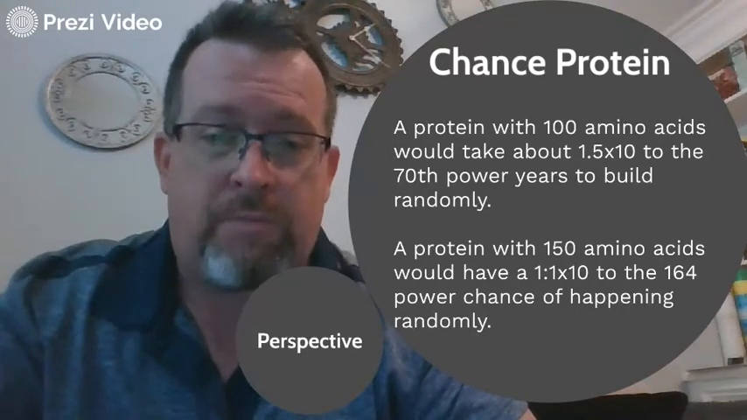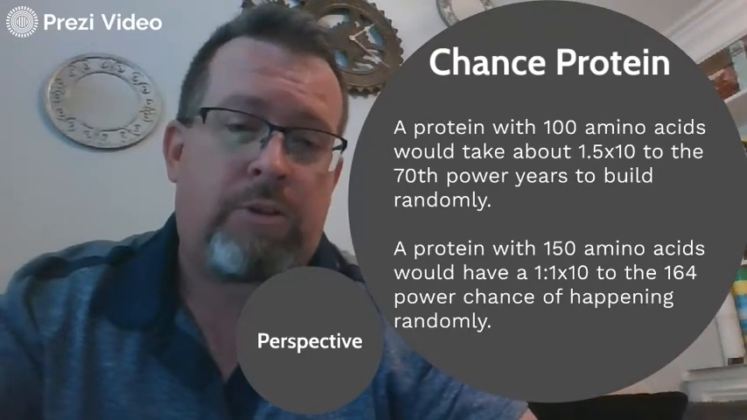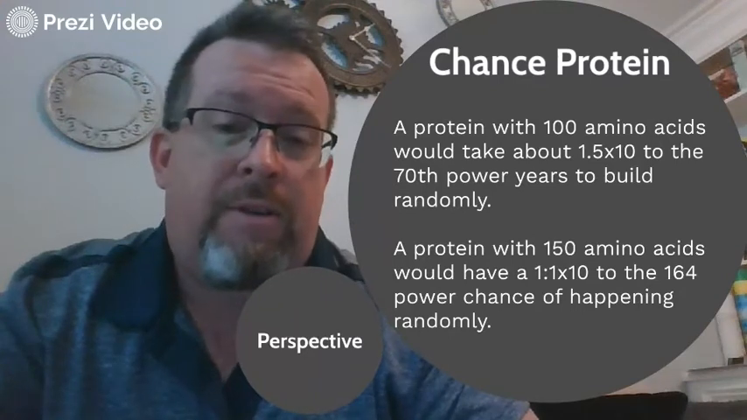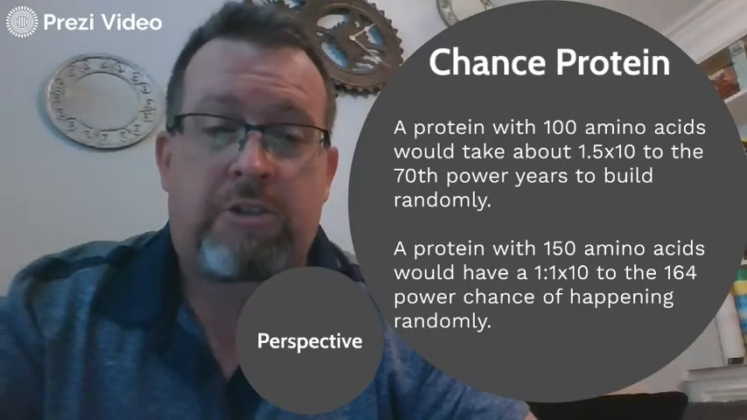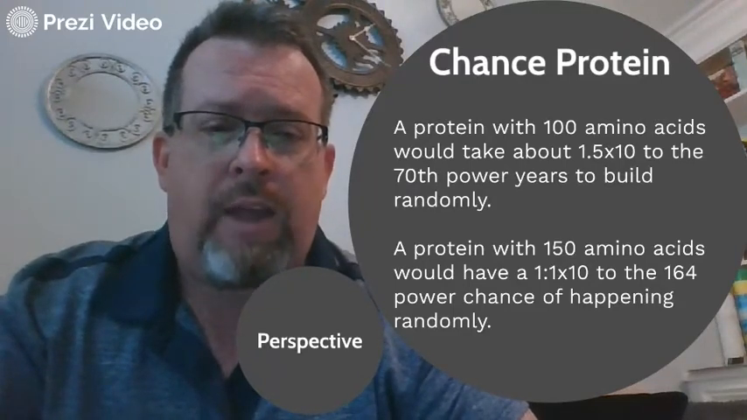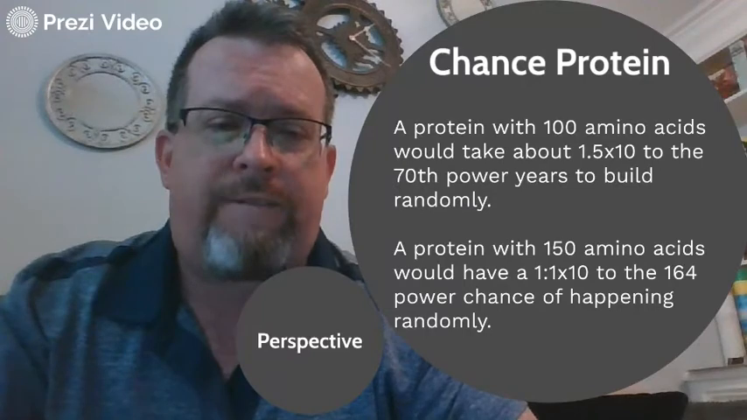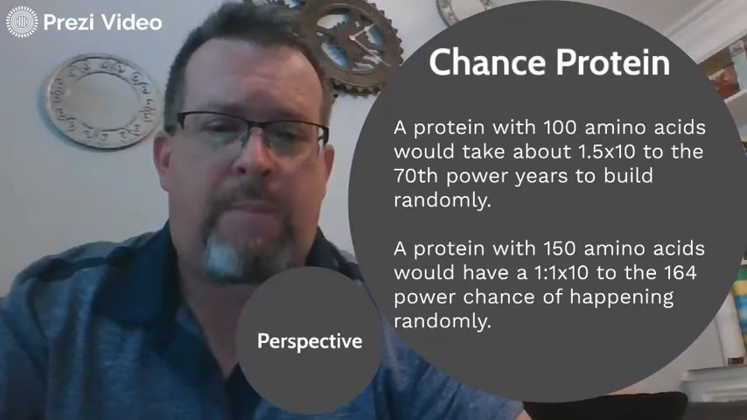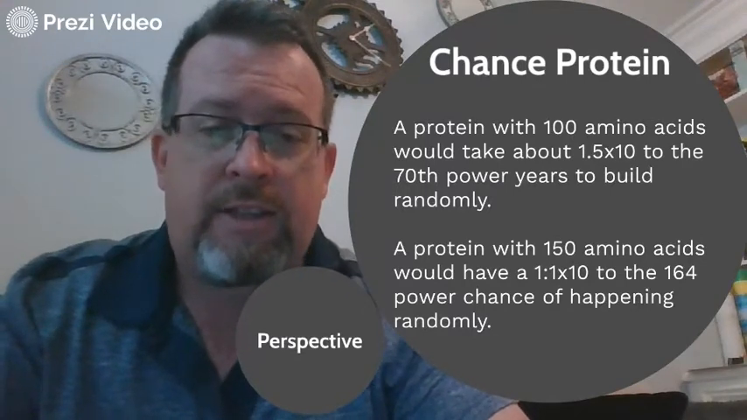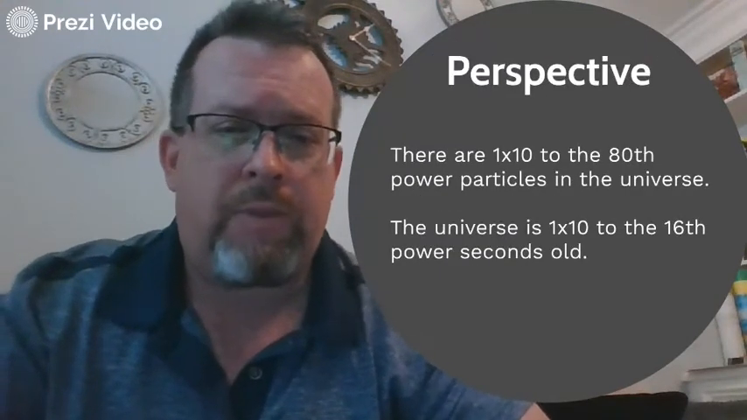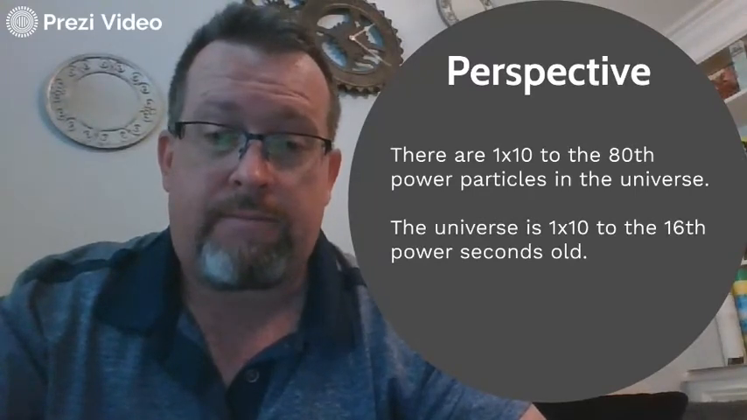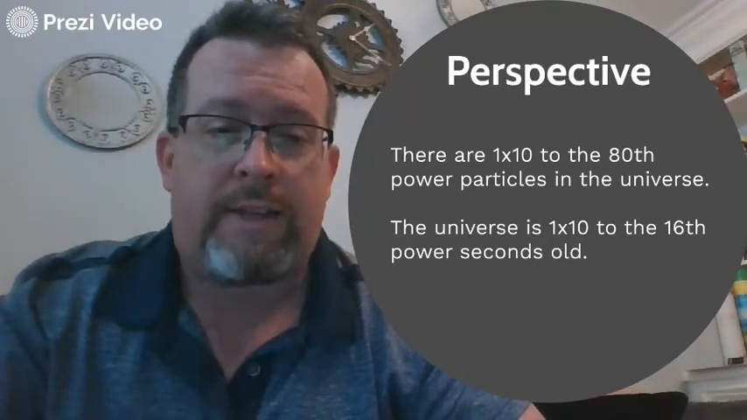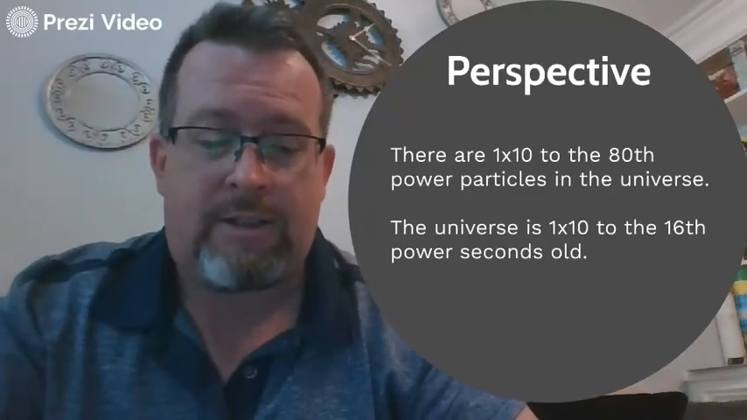That's a very small protein, an extremely small protein. Most proteins are 500, maybe 1,000, sometimes a couple thousand amino acids long. Let's see what happens if we add 50 more. A protein with 150 amino acids would have a 1 times 10 to the 164th power chance of happening randomly. This is huge. Let's put this into perspective. There are 1 times 10 to the 80th power particles in the universe. The universe is 1 times 10 to the 16th power seconds old.